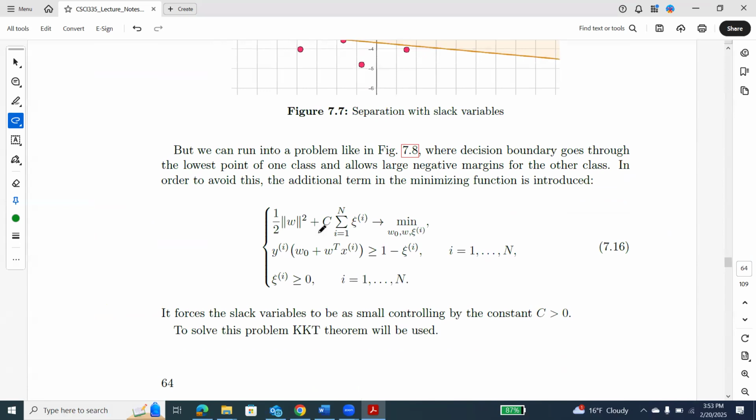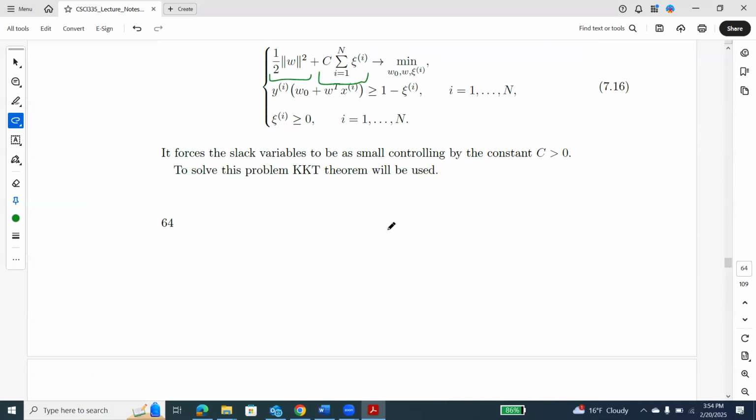That's why we introduce this term. So this term was our original objective function, but we also add this additional term to force our c to be small. And this is actually the mathematical formulation of the problem for non-separable cases. And now we will solve this problem with the so-called Karush-Kuhn-Tucker theorem. So let's look at this theorem.